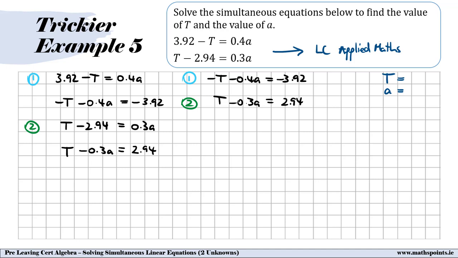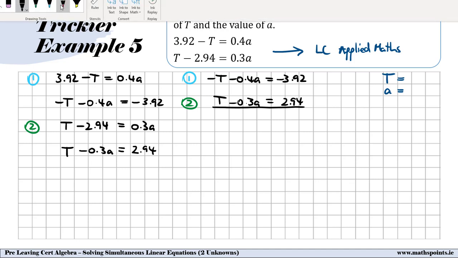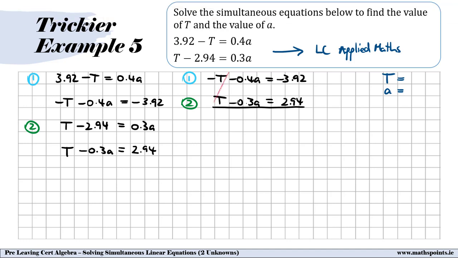I'm going to draw a line underneath and I'm going to add the lines. Minus t plus t is 0. And so the t's have been eliminated. Minus 0.4a plus 0.3a is minus 0.7a. Minus 3.92 plus 2.94 is minus 0.98.